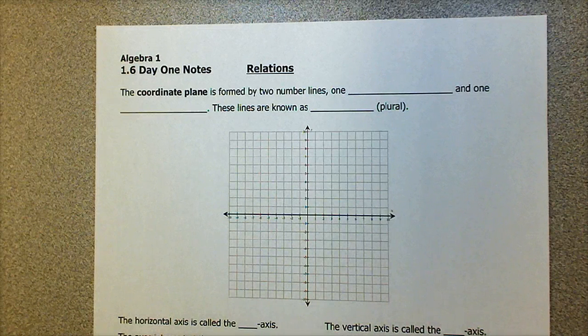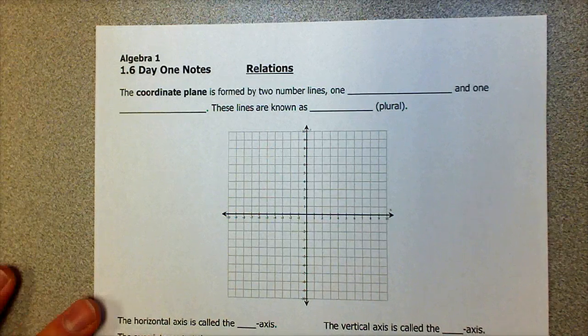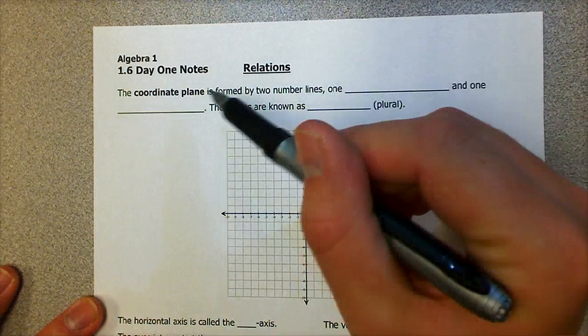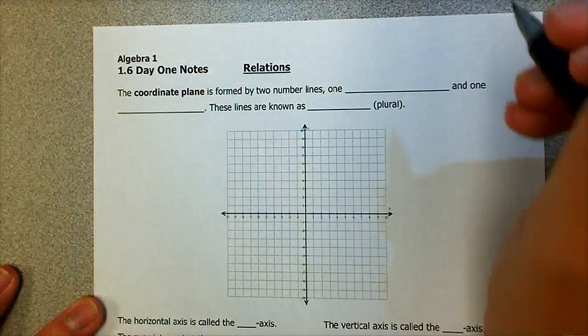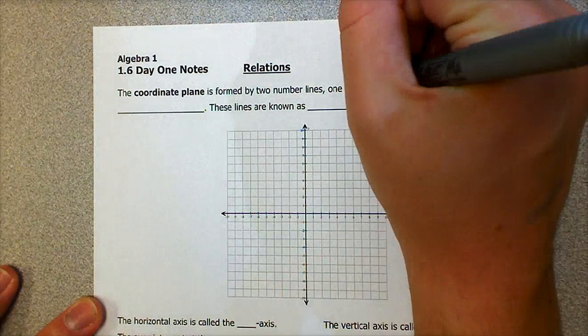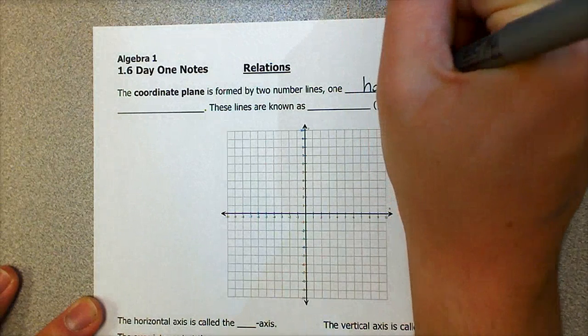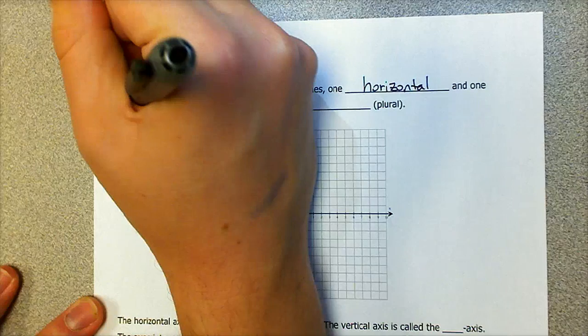This unit focuses a lot on graphing, and so we're going to start out these notes here by reviewing how to plot points on the coordinate plane. So let's start out with, what is the coordinate plane? Well, it is a plane formed by two number lines, one horizontal and one vertical.